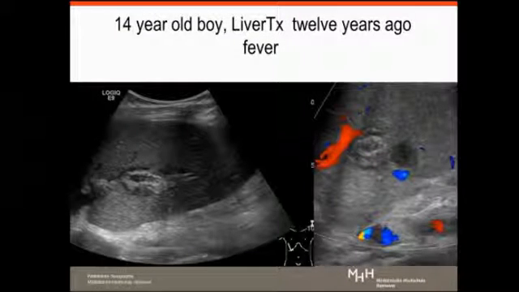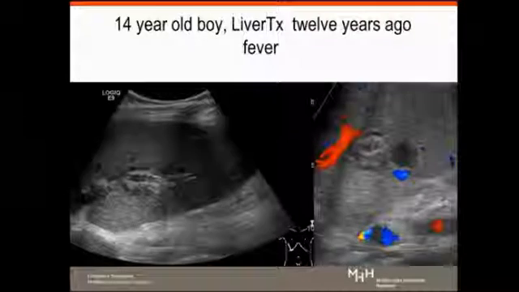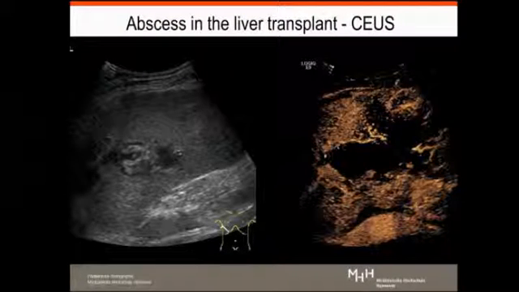This boy had a liver transplant 12 years ago because of a liver failure of unknown origin, and he came with fever. And already you could see that a biliary problem, a cholangitis, would well be the reason for the fever, and already here you could expect that there were some biliary abscesses within this liver transplant. But when you performed the CEUS, you could see that the region where the abscesses were is much bigger than you could expect in the B mode or with a Doppler. And this is a very good indication also for contrast-enhanced ultrasonography.